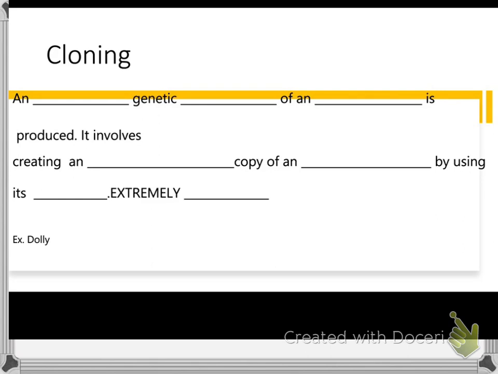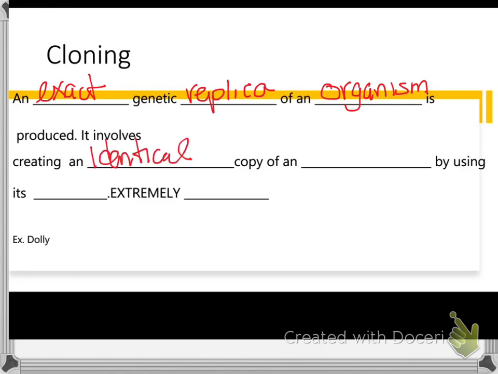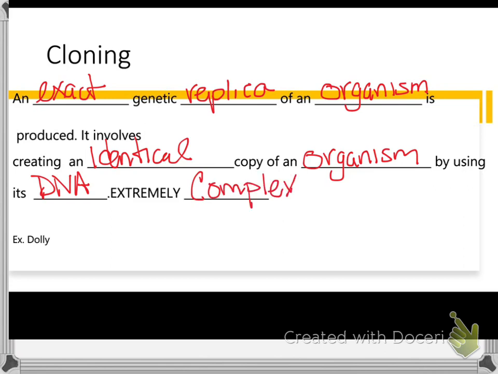Next, we have cloning, and that is an exact genetic replica of an organism. It involves creating an identical copy of an organism by using its DNA, and this is extremely complicated. It's done in a laboratory. It does not happen in nature. When they're making this form of cloning, it is complicated and done in a lab.